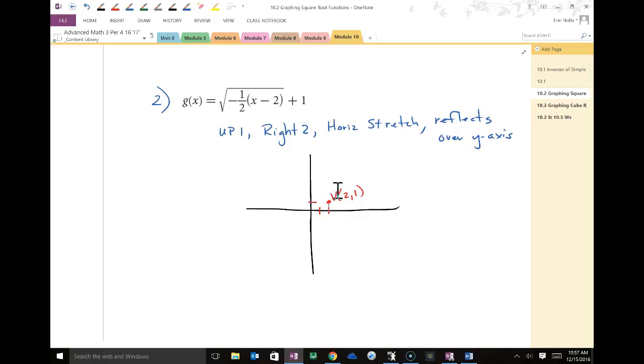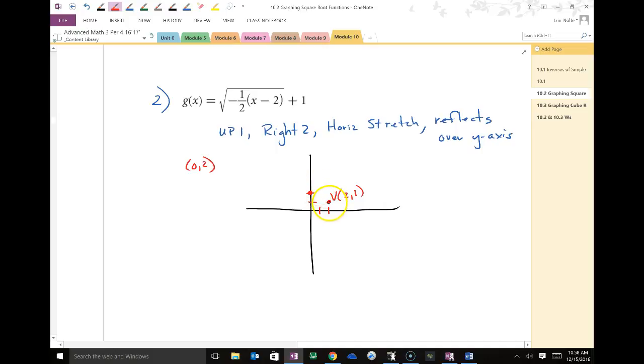What's negative 2 times negative 1/2? 1. What's the square root of 1? 1. You would be surprised at how many people think the square root of 1 is the square root of 1. So 1 plus 1 is 2. So what was the point we just found? 0, 2. There's my second point.